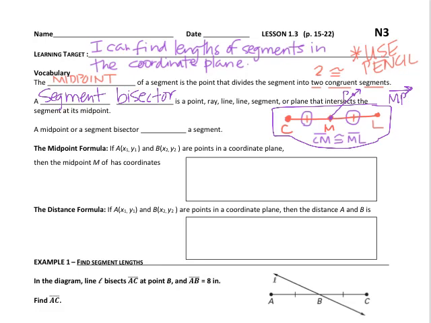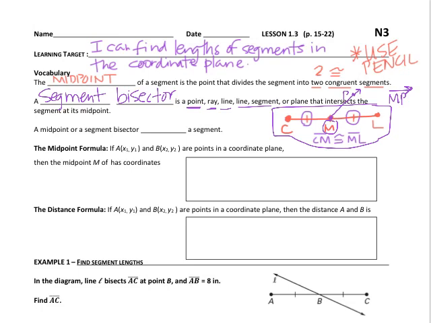Well, then the ray MP is going to be a bisector of that segment CL because it's touching it at its midpoint here. Okay, so just to review, a segment bisector is either a point, it could be the midpoint, it could be a ray like I've drawn, it could be a line segment, or a plane that intersects a segment at its midpoint, and we represent the midpoint usually with letter M. So it's cutting that segment in half.